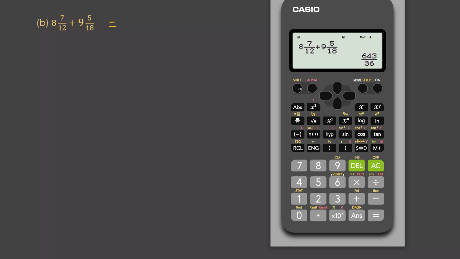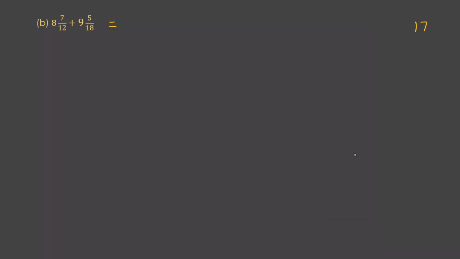And if we want that as a mixed number, it's 17 and 31 over 36. I might make a note that that is the answer. But as I said, you're going to be asked to do this without a calculator. But I'm going to use the calculator to do the intermediate calculations here. Otherwise, we'll be here all day.